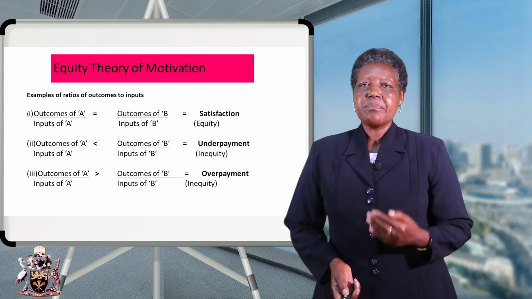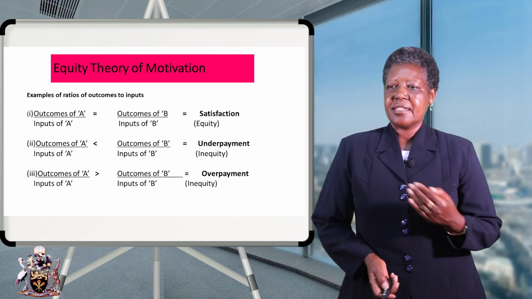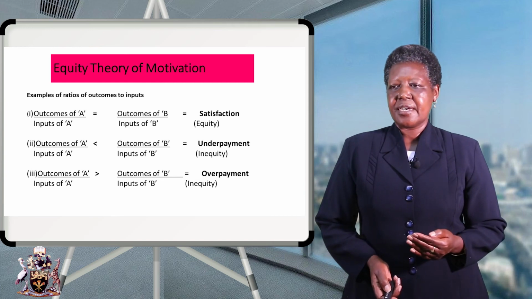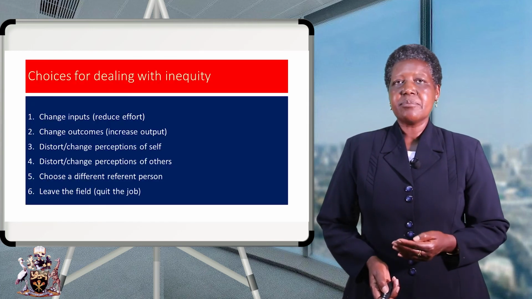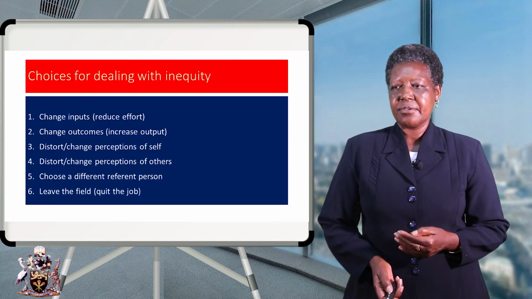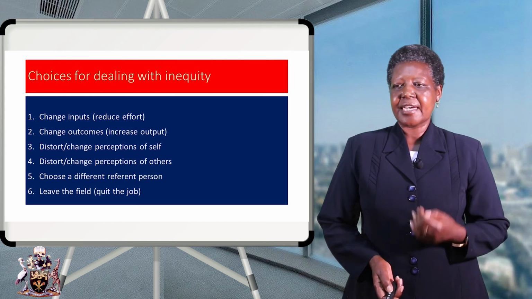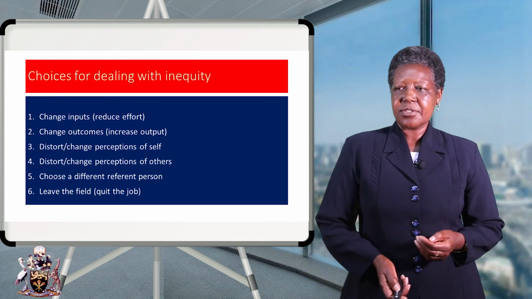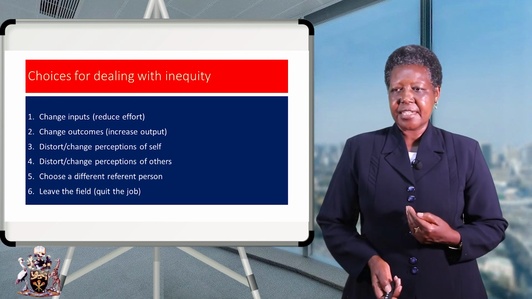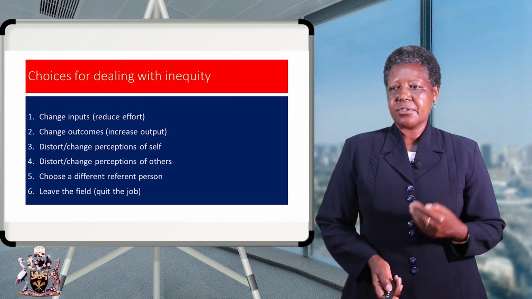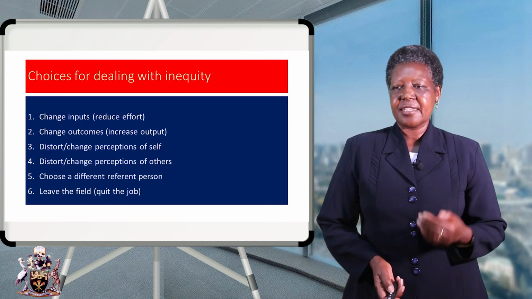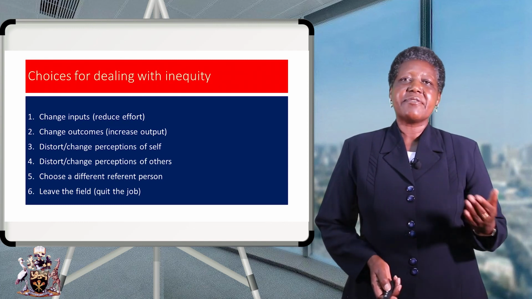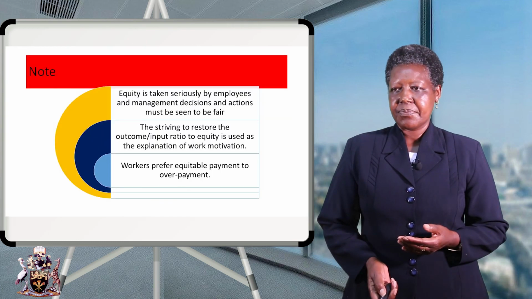Now, when people perceive that there is inequity, they can do several things. One, they can change their inputs by increasing or reducing their effort. They can change their outcomes by increasing the output. They can distort or change the perception of self. They can also distort or change their perceptions of others. They can choose a different referent person, or they can leave the field by quitting the job.